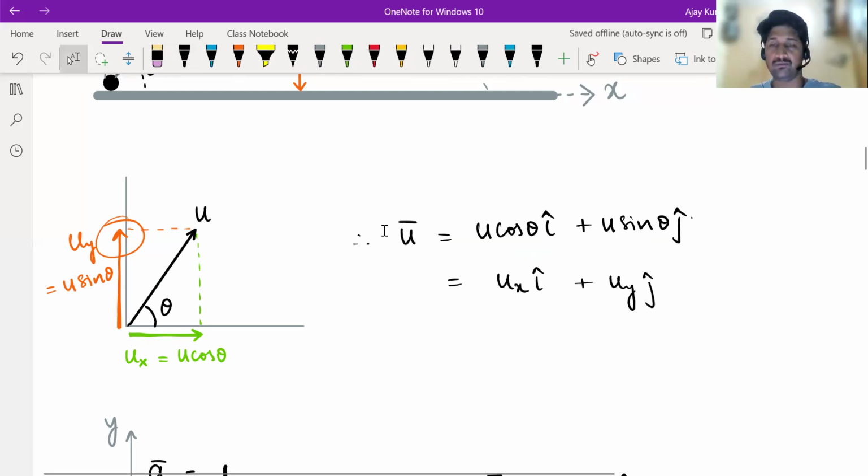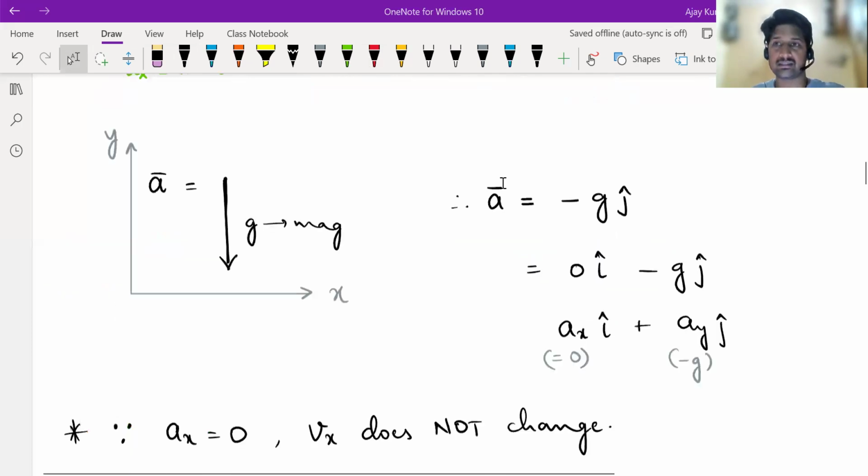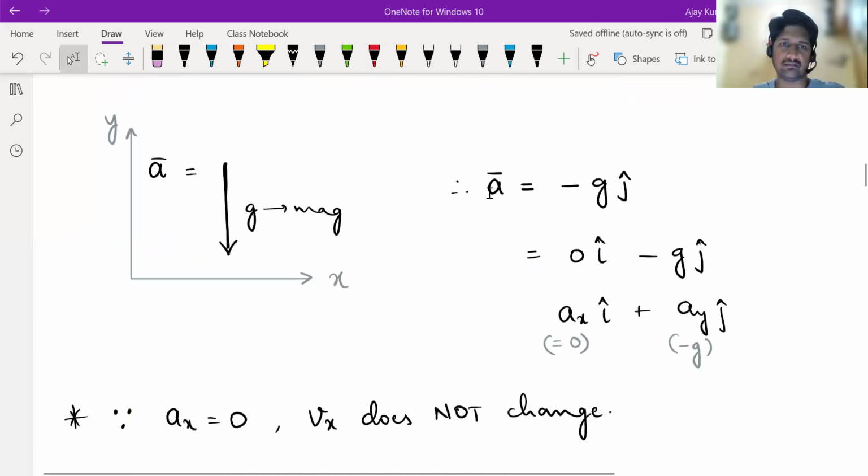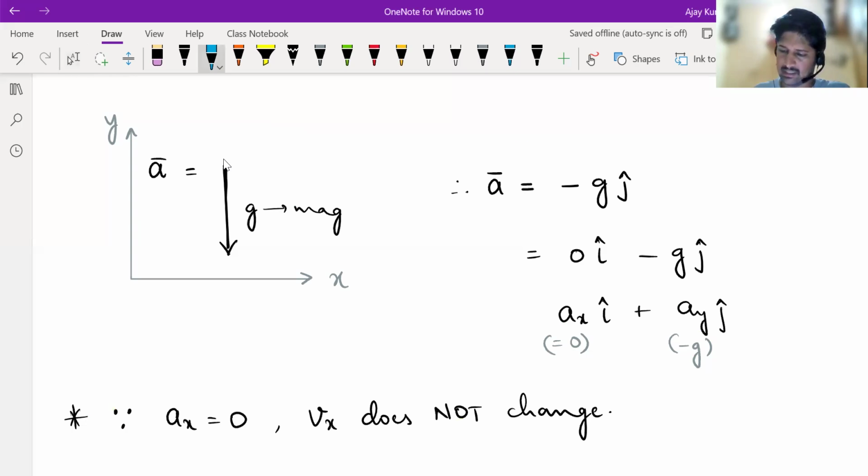So before you start describing the motion of this object or doing any calculations, you split its velocity into two components like this. Similarly, you express the acceleration also as components along the x-axis and y-axis. Now, acceleration due to gravity, we know it is always vertically downward, and downward direction is the negative y direction. So the acceleration will be written as minus g j cap, where g could be 10 or 9.8, they'll specify that in the question. But direction is downward, so negative y, minus g j cap.